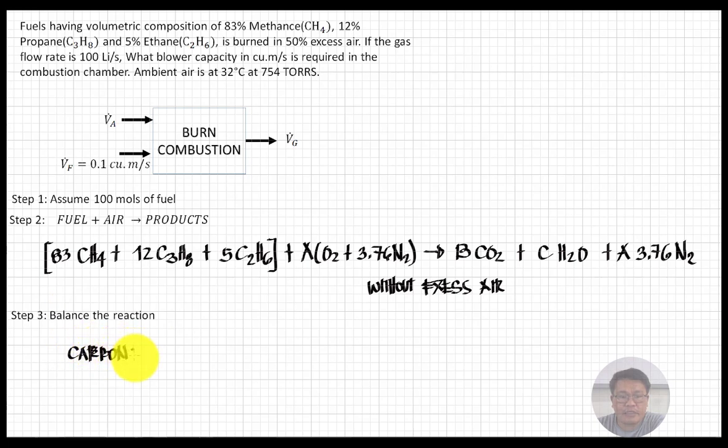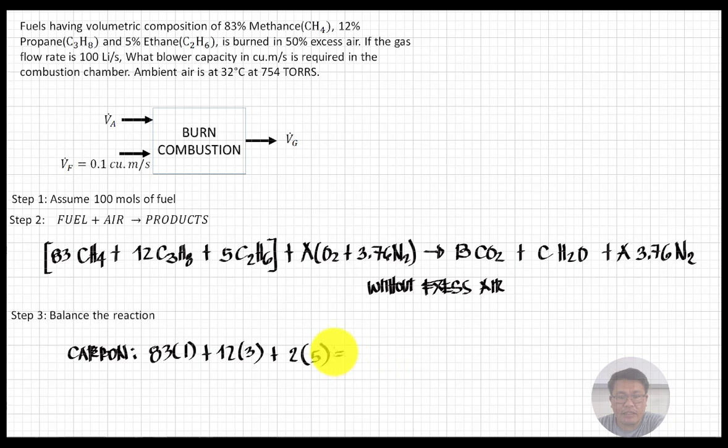So what we have here for your carbon, that will be 1 times your 83. Then for your propane, that will be 3 times your 12. So I'm going to add that one, that will be 12 times 3. Then next I'm going to add for our ethane, that will be 2 times 5. So I have here 2 times 5.